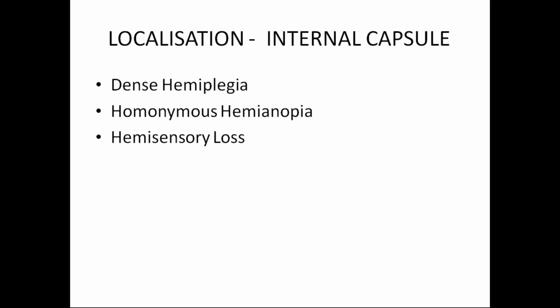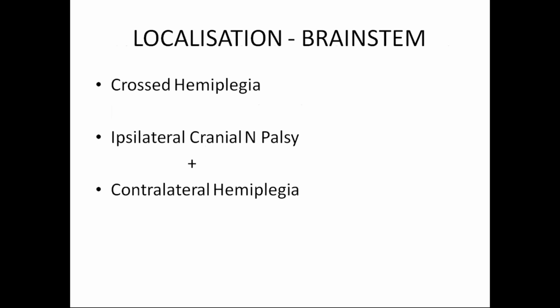Coming to the homonymous hemianopia, this is your visual manifestation because of the location over the optic nerve and the chiasma. Homonymous hemianopia can be present, and hemisensory loss also can be seen because of its proximity to the sensory nerves. But remember, use the term dense hemiplegia in case of internal capsule.